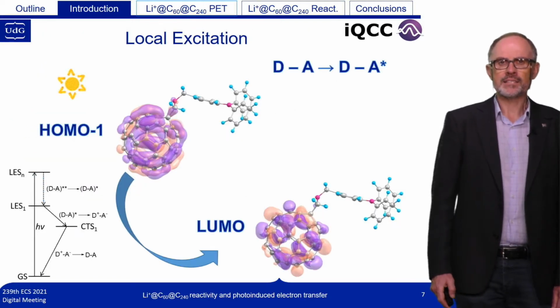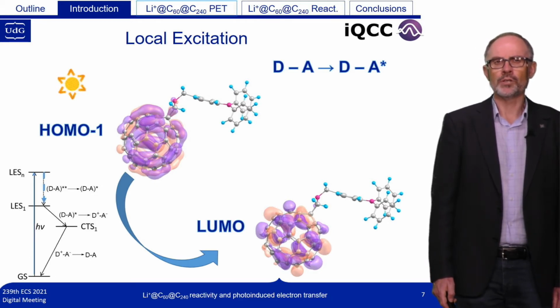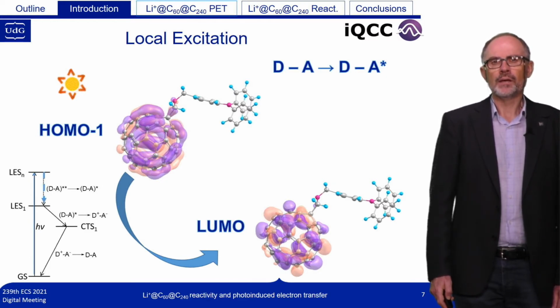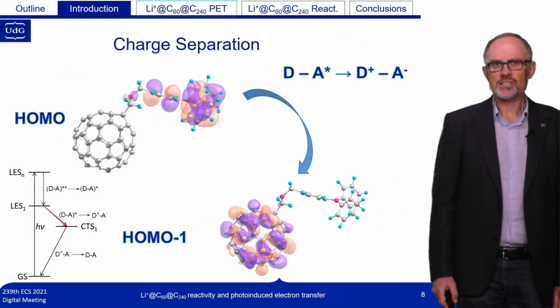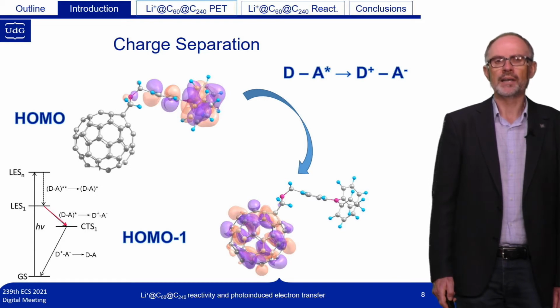When the light hits a fullerene diode, in many cases there is a local excitation from the HOMO-1 to a high-energy local excited state, which then relaxes to the lowest local excited state. This is what indicates the blue arrow in the scheme. Next, from this local excited state, a transfer of one electron from the HOMO of the donor to the HOMO-1 of the fullerene takes place, generating a charge transfer state in which the donor moiety is positively charged and the fullerene is negatively charged. This is the red arrow in the scheme.